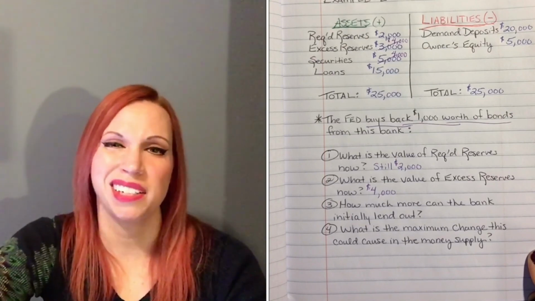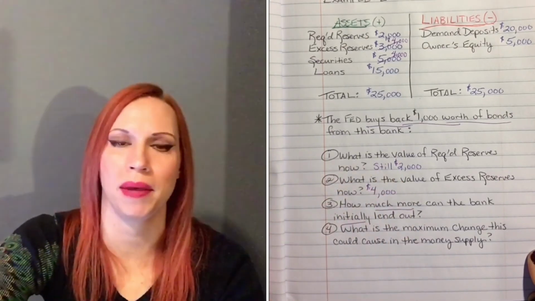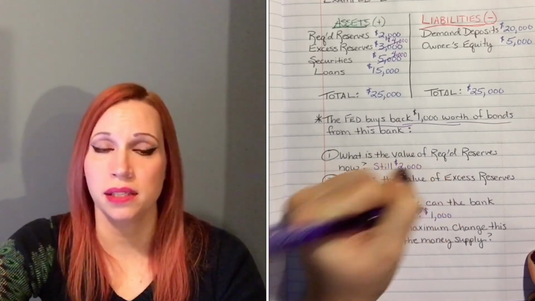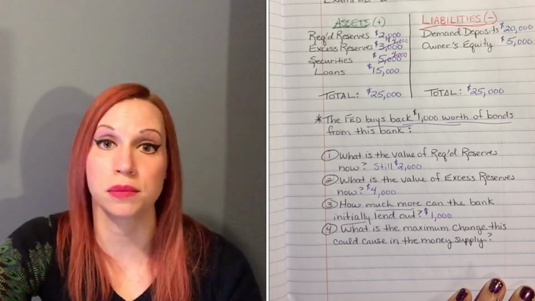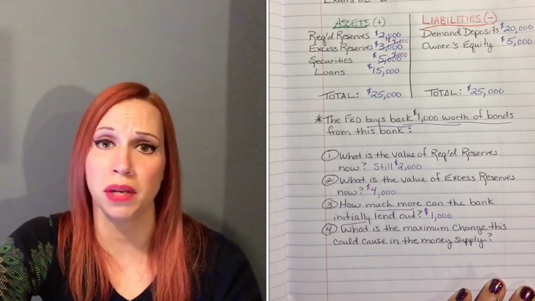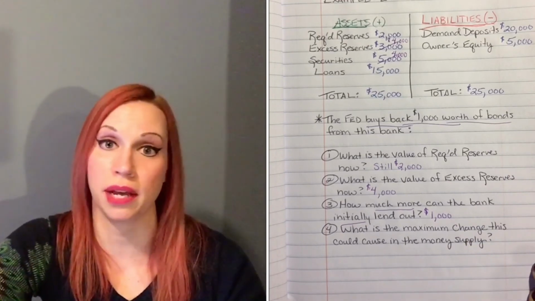The third question kind of seems a little wordy. How much more can the bank initially lend out? Well, all this really is asking is, what's the extra money in that bucket that the bank can now lend out as a result of this? Well, they just got an extra $1,000 in the excess reserves bucket. So initially, they're going to be able to lend out an extra $1,000.